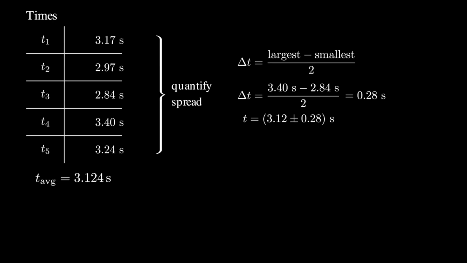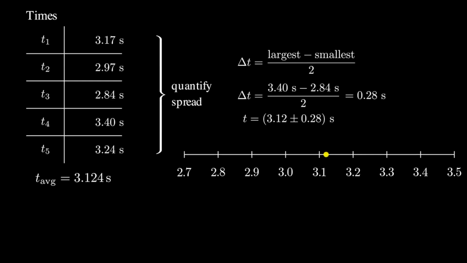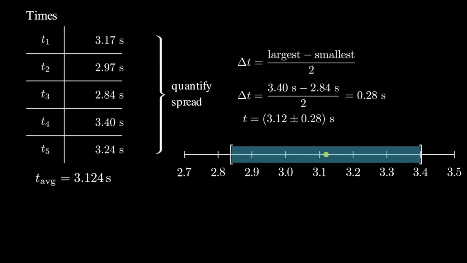It is important to pause and understand what is being communicated when Group A writes a measurement of 3.12 seconds plus or minus 0.28 second uncertainty. It communicates a confidence interval for the measurement. 3.12 plus or minus 0.28 communicates that Group A are confident that the true time measurement lies somewhere between 2.84 and 3.40, with their average lying at the center of this confidence interval.